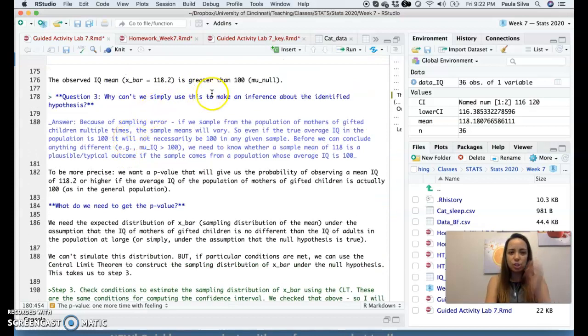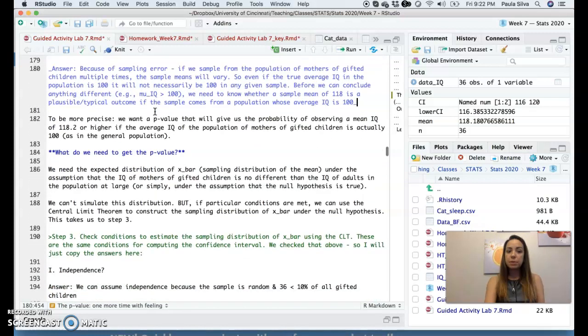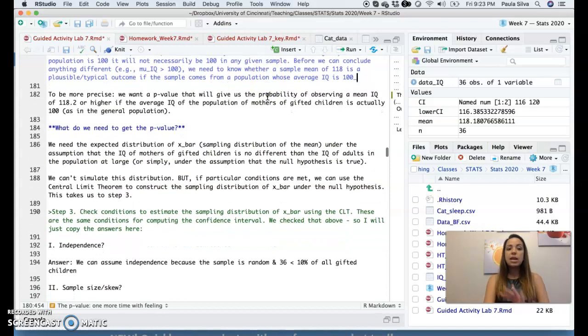Why can't we just look at the average, see that it's greater than 100, and simply decide that, yes, the alternative hypothesis is true? The answer is because of sampling error. If we sample from the population of mothers of gifted children multiple times, the sample means will vary. So even if the true average IQ in the population is 100, it will not necessarily be 100 in any given sample.